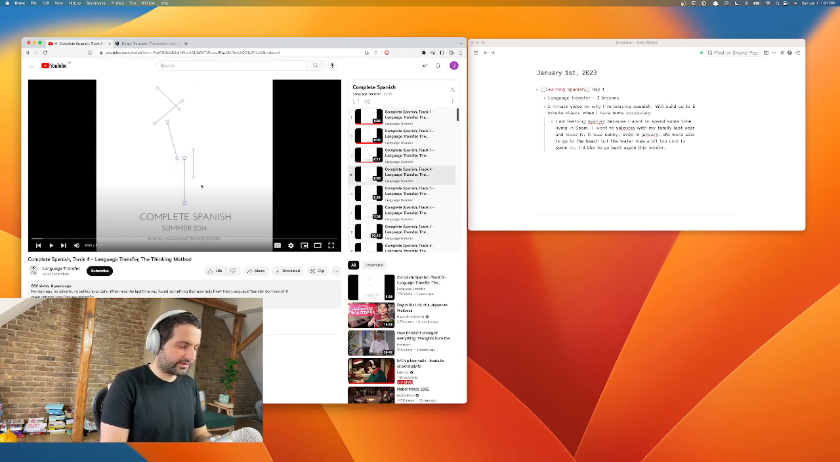Okay, so that's the end of track 3. I learned some more cognates, like how to convert words ending in able to Spanish, like probable. I think that's right.